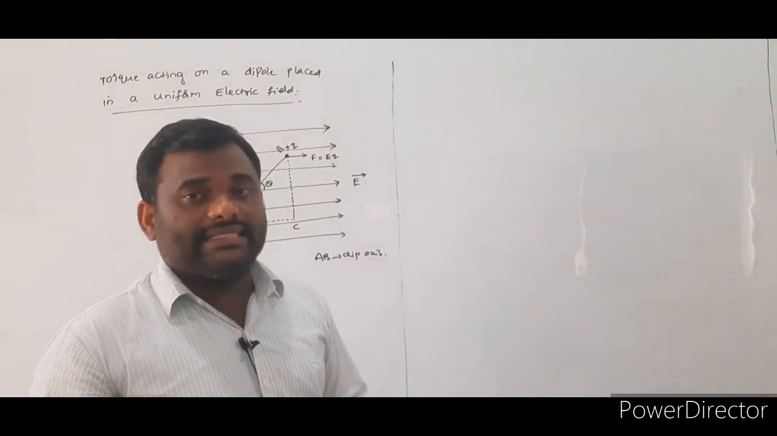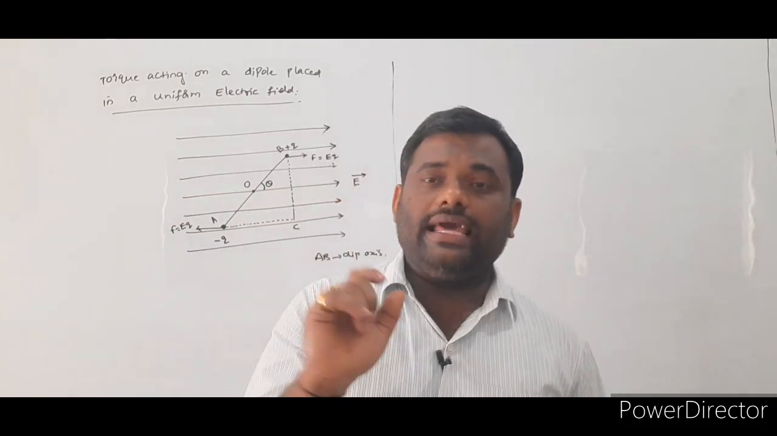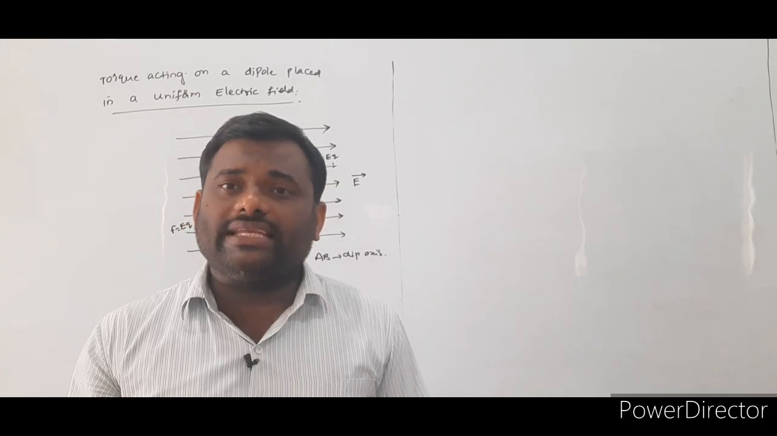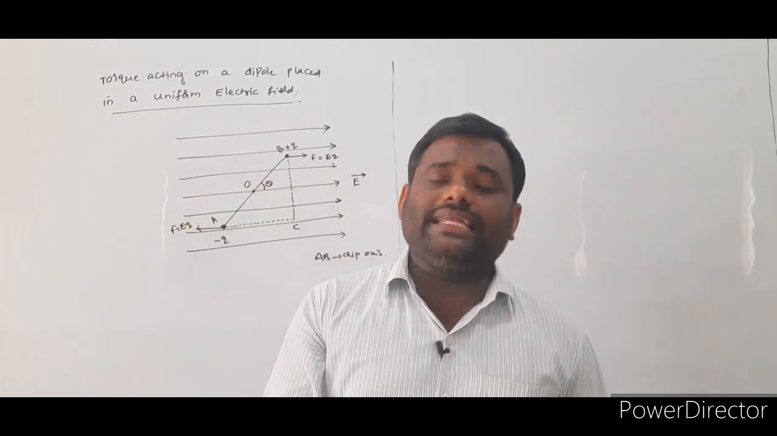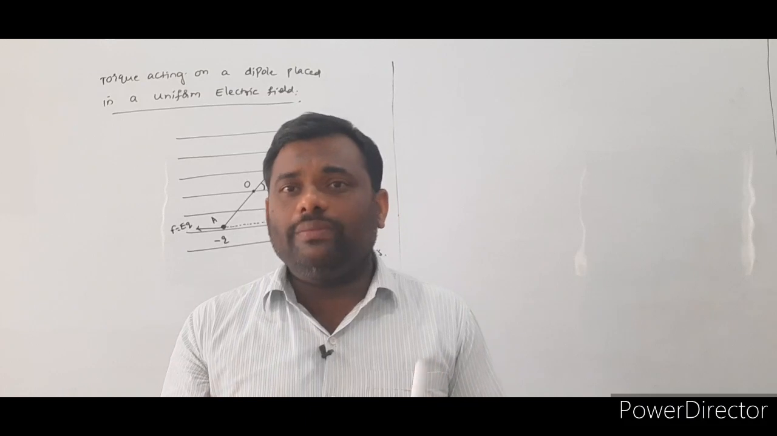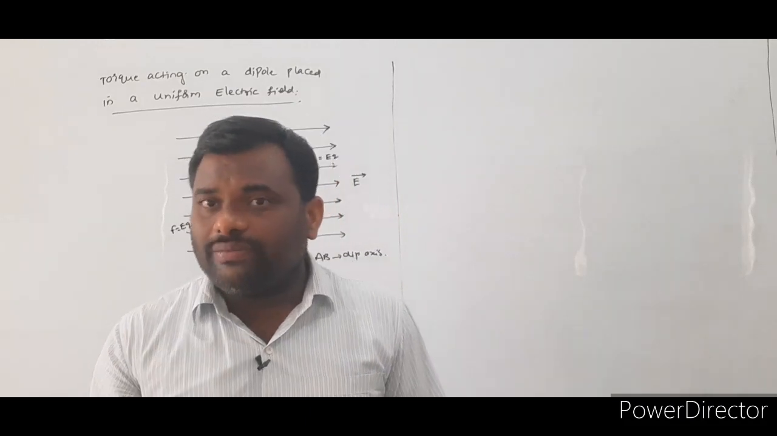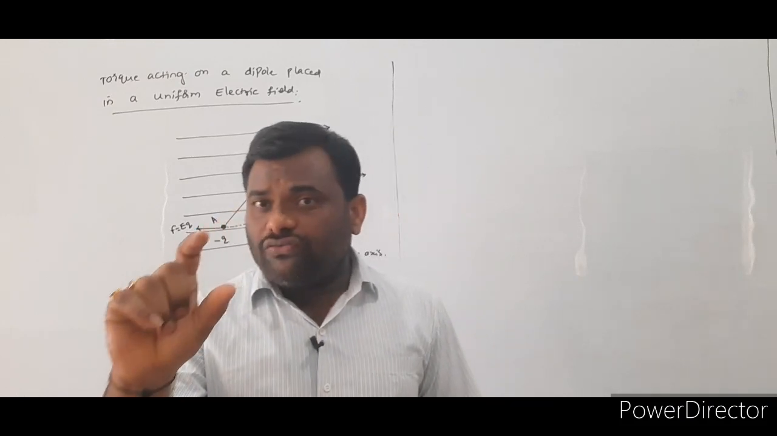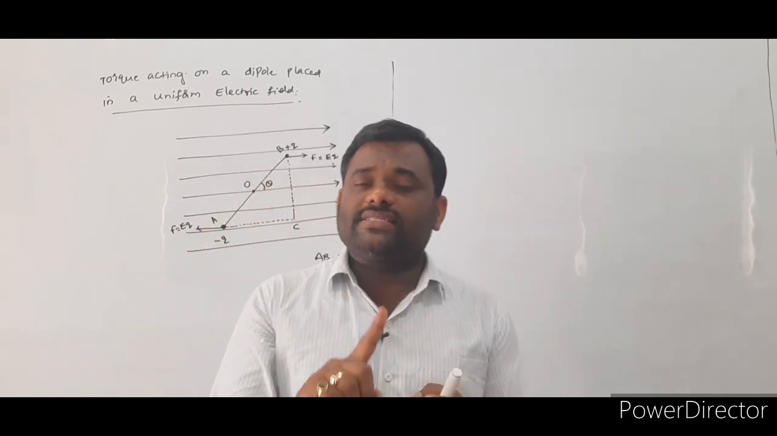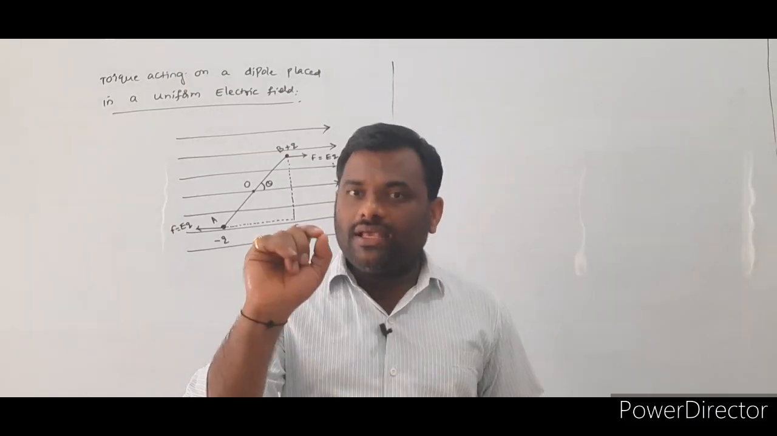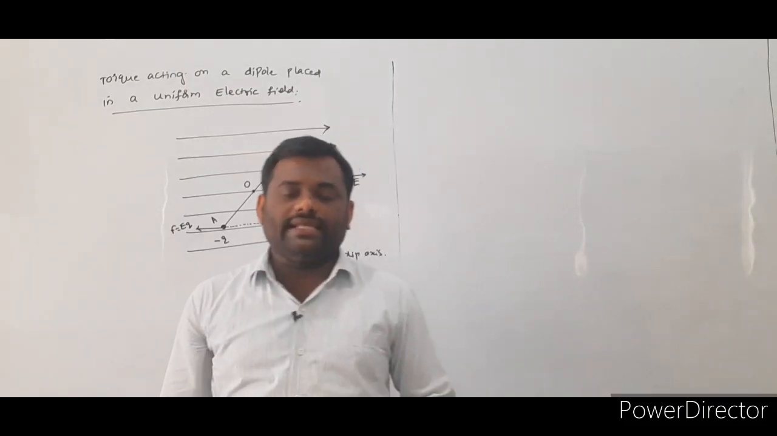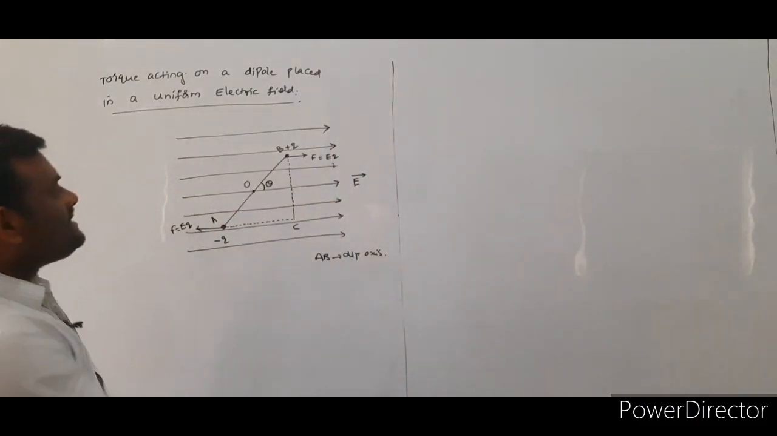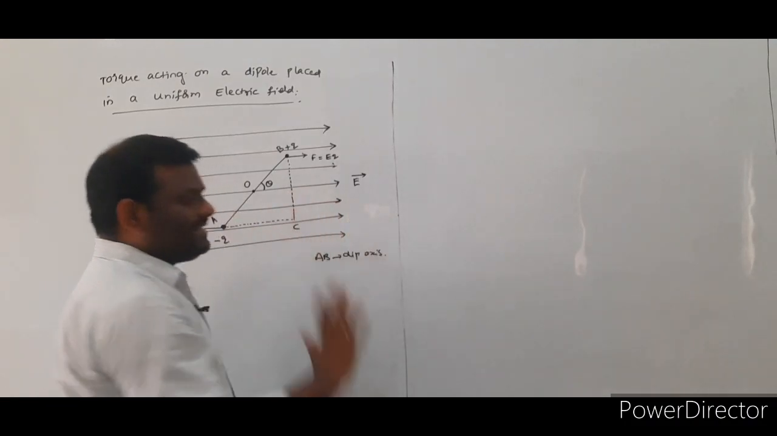Already we discussed this in the properties of electric field lines. According to those properties, in the case of the uniform electric field, the electric field lines will be straight lines, and they are equispaced. Whenever you find electric field lines that are straight lines and equispaced, such a field is nothing but a uniform electric field. Such a uniform electric field will be considered here.